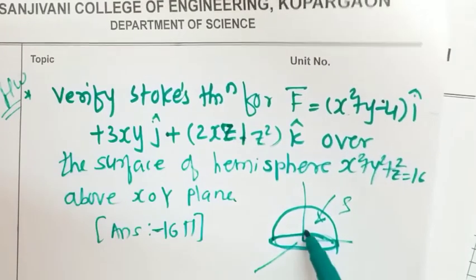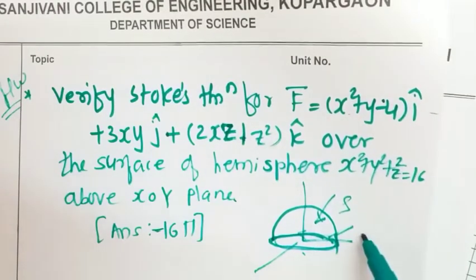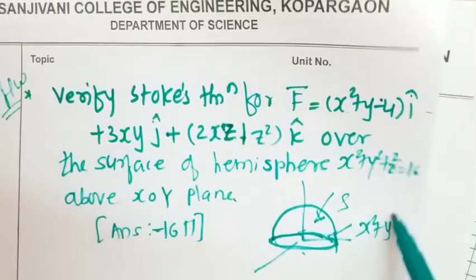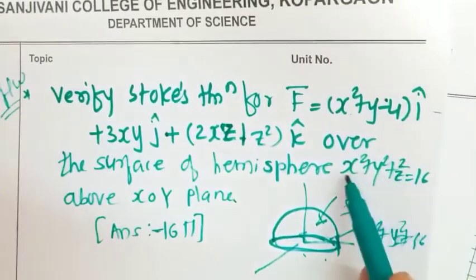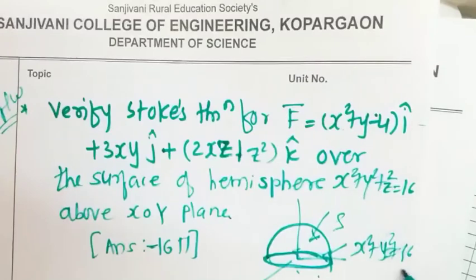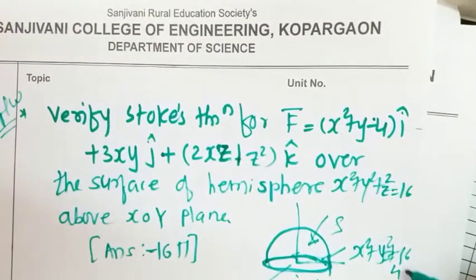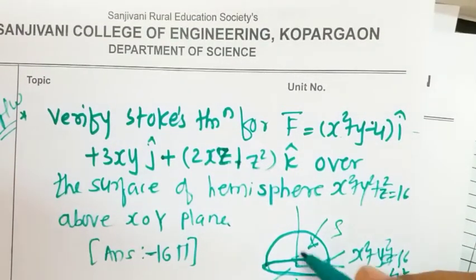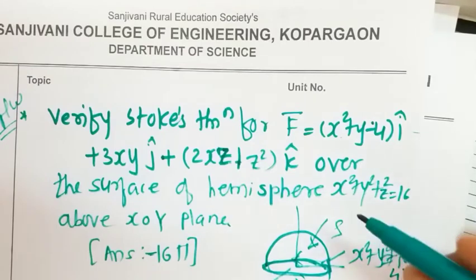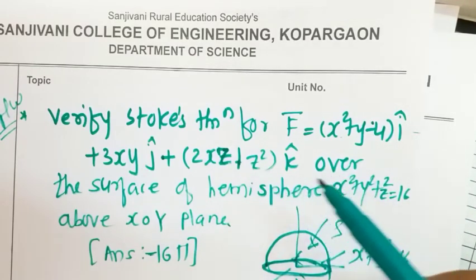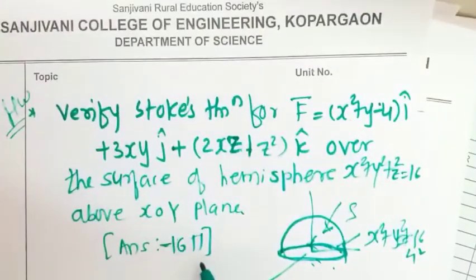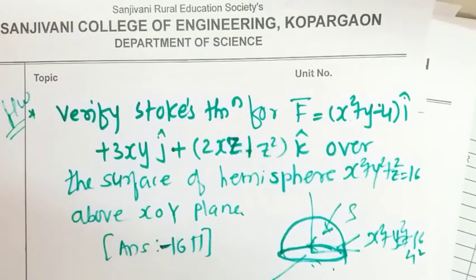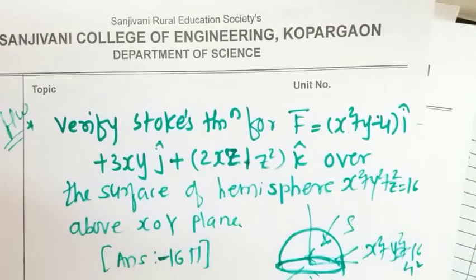It is bounded by this curve, which is a circle in the xy plane, x square plus y square equal to 16, because z is 0. If you put z equals 0, you will get x square plus y square equal to 16. It will be a circle of radius 4. You will need C also, you will need S also for doing the example on verification of Stokes theorem. And the answer for this problem, for the left hand side and right hand side both, will be equal to minus 16 pi, that you need to show. So try to complete this at home.